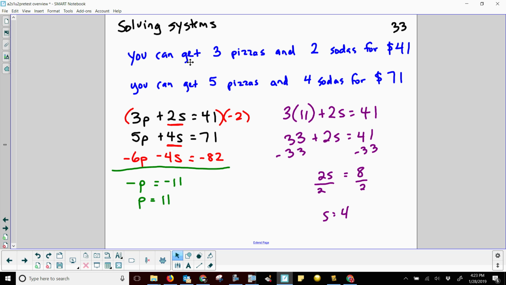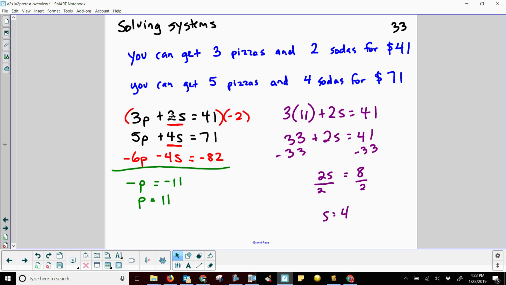Solving systems, something like you can get 3 pizzas and 2 sodas for $41, and 5 pizzas and 4 sodas for $71. Well, this is kind of like what we just did, where 3p and 2s is 41, and 5p and 4s is 71. And so you get something like this. And we'll talk later, but solving systems, I mean, there's a bunch of other videos out there.